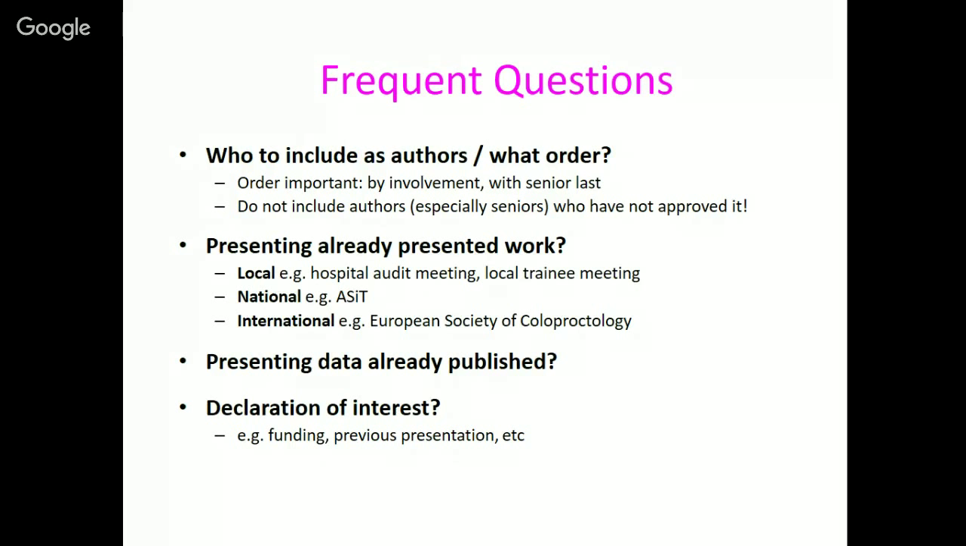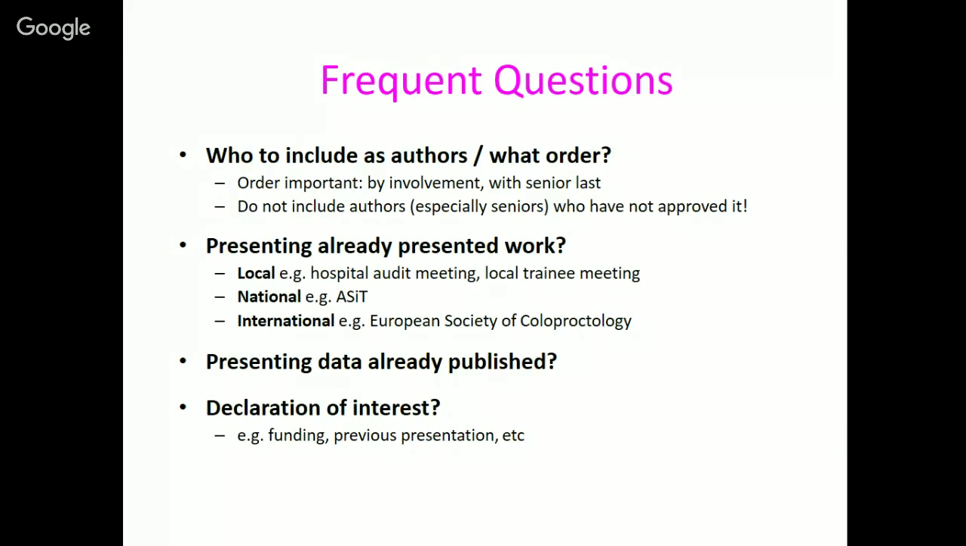Now, thinking about work that you've already presented, another question that I'm commonly asked is when you can present work that's already been presented, if you're submitting an abstract to a conference. Typically you can present once locally, perhaps at a hospital meeting or a local trainee meeting. You can present once nationally, and you can present the same piece of work once internationally.